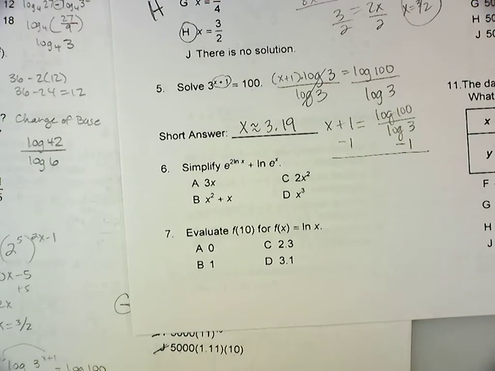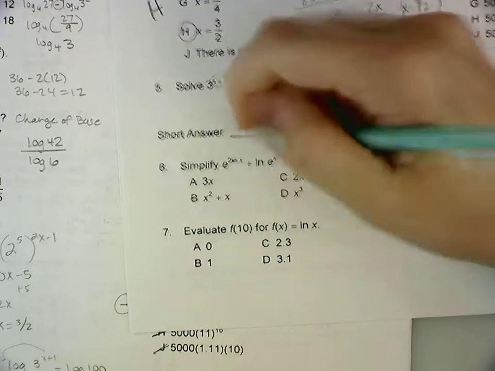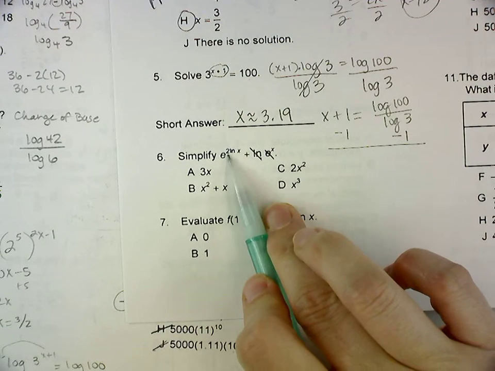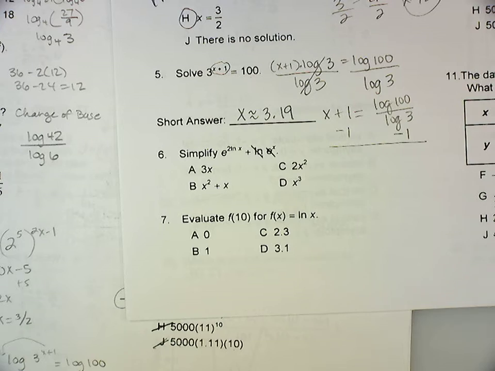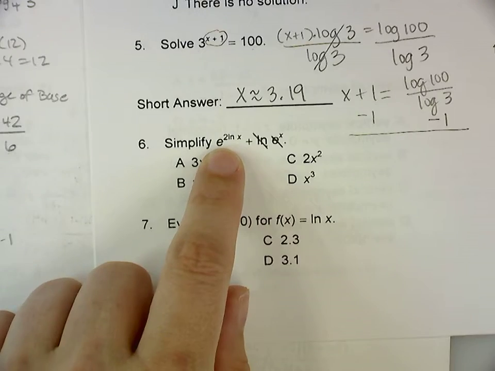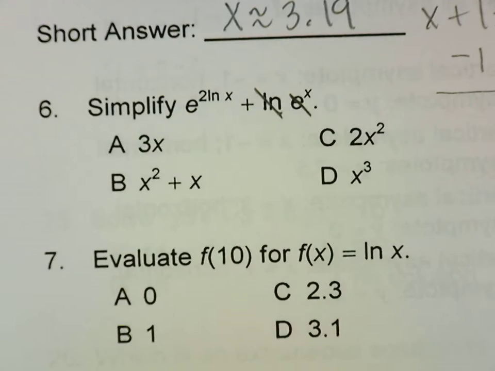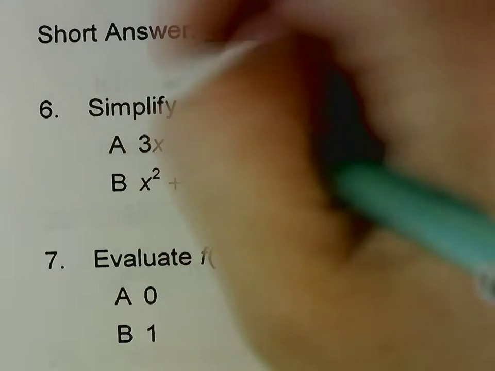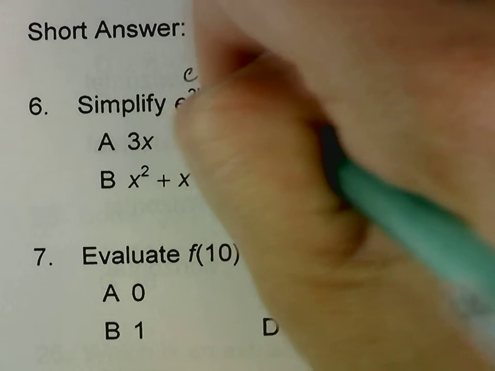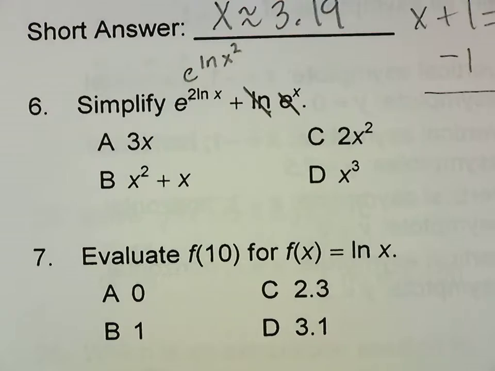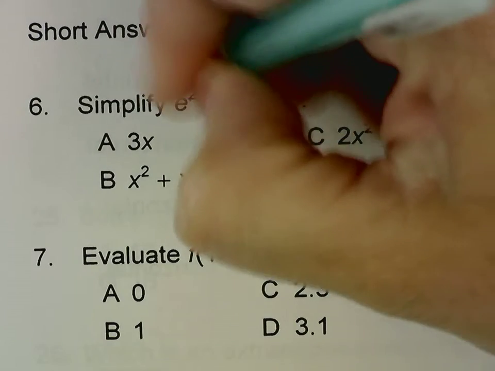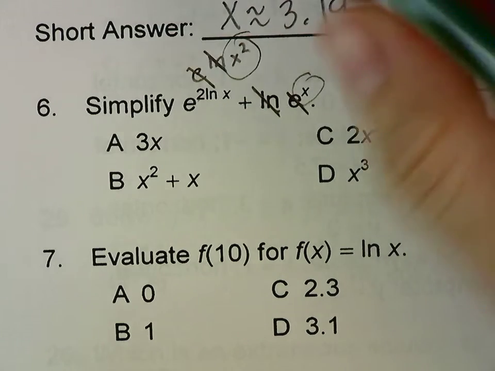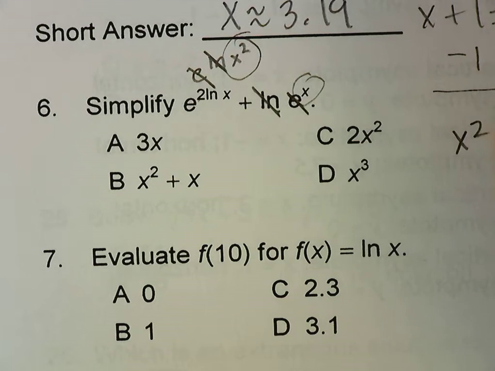Okay, now for the next one, natural log and e are inverses, so they undo each other. But here, see how there's that 2 in front? They have to be right next to each other in order to undo the operation. So remember, if you have a 2 in front, where can we put that? It's the exponent. So this is the same thing as e to the natural log of x squared. And when you rewrite that, now you could cancel these out. So I'm left with x squared in the first term and x in the second. So it would be x squared plus x.